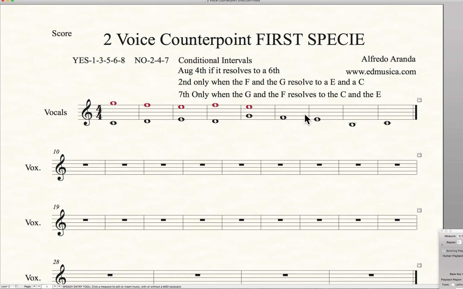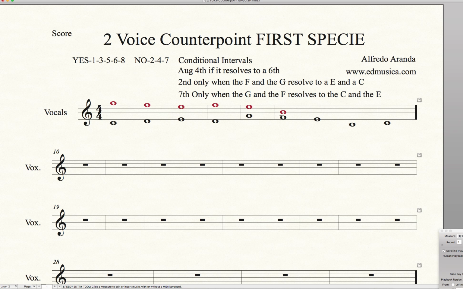Let me see. I'm gonna make this a normal cantus firmus or a normal counterpoint, and then I'm gonna add the other intervals in different exercises, so you see how I use them. Then I'm gonna write a B right here to make the augmented fourth that I've been telling you about.